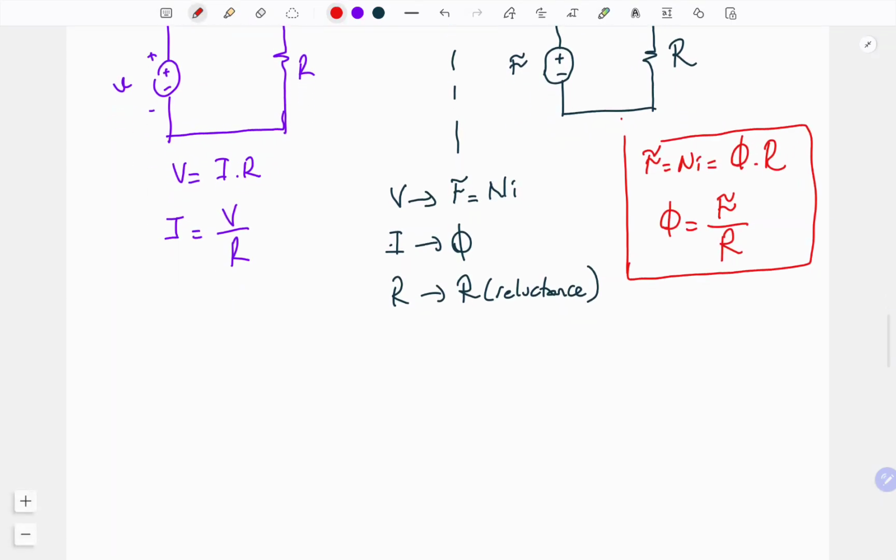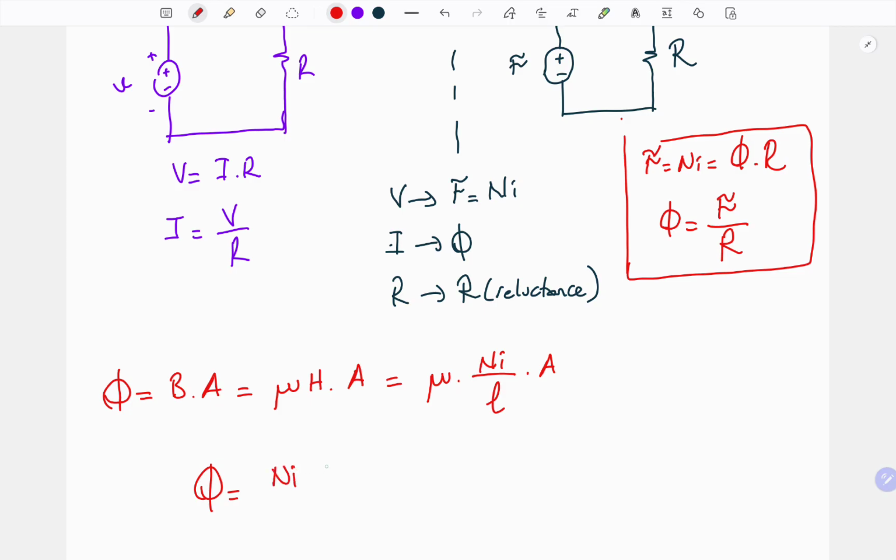For the reluctance, we can start with the flux equation. Flux is equal to B times A. And as we know, B can be written as nu times H, and A will remain. Then for H, we can apply Ampere's law expression, which is Ni over L. Let me rewrite this expression: phi is equal to Ni nu A over L.